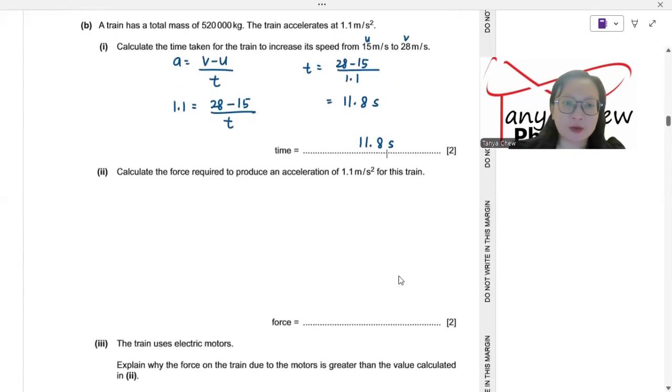Now the second part, calculate the force required to produce an acceleration of 1.1 meter per second square for this train. So when you are asked to calculate force, F = ma, just use F = ma. F is the force that you are calculating.